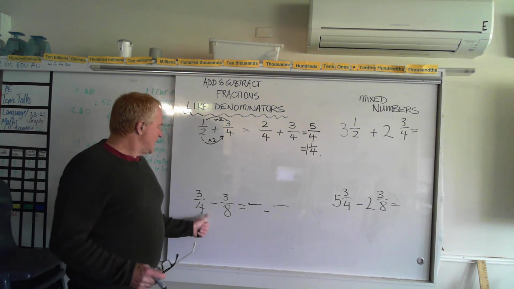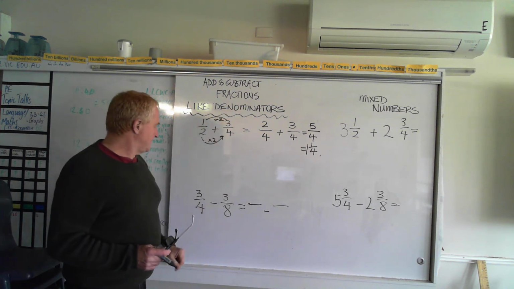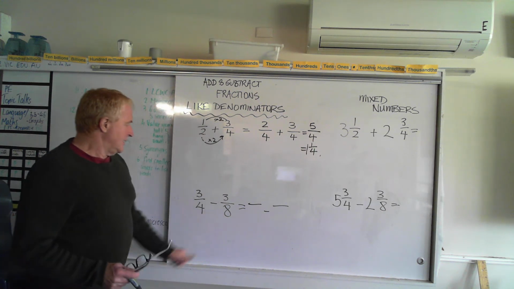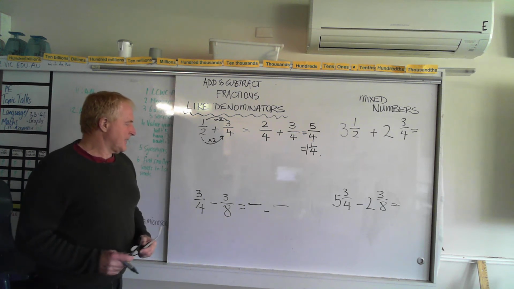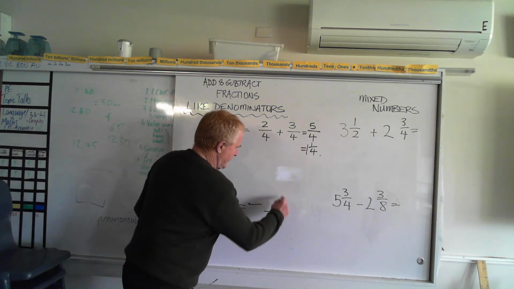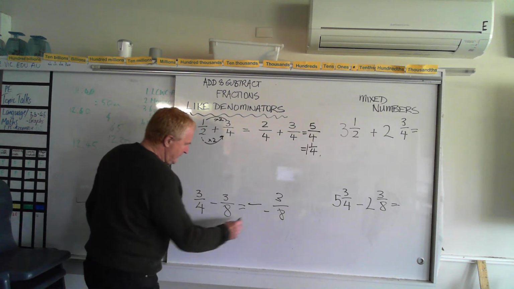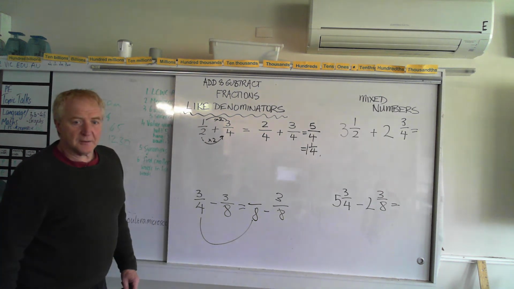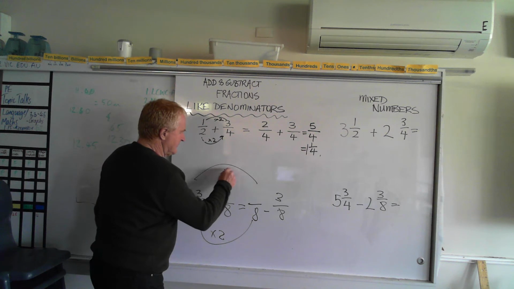Now, we have to find a like denominator again, like we did up here. 4 does go into 8, 8 goes into 8. Looking at the other way, 8 won't go into 4, will it? So it must be this one. Leave them there, the way they were. What do I do to 4 to get to 8? I double it. Times it by 2. Times the top by 2.